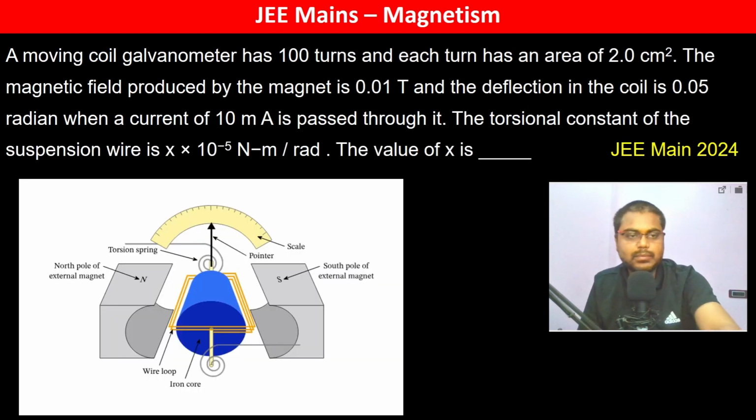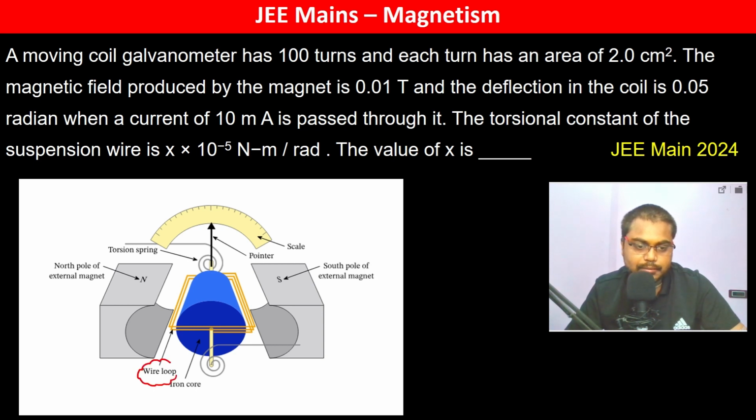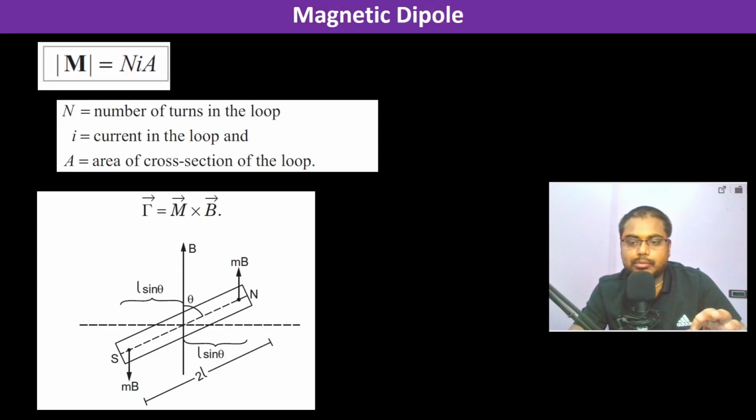Thank you. A moving coil galvanometer has 100 turns and each turn has an area of 2 centimeter square. Okay, so this is a diagram of a moving coil galvanometer, and we can see here that these are the wire loops. Okay, so these wire loops are responsible for the magnetic moment of the galvanometer. Okay, and we can see that the magnetic moment is equal to N I into A. Okay, which is very clearly visible.